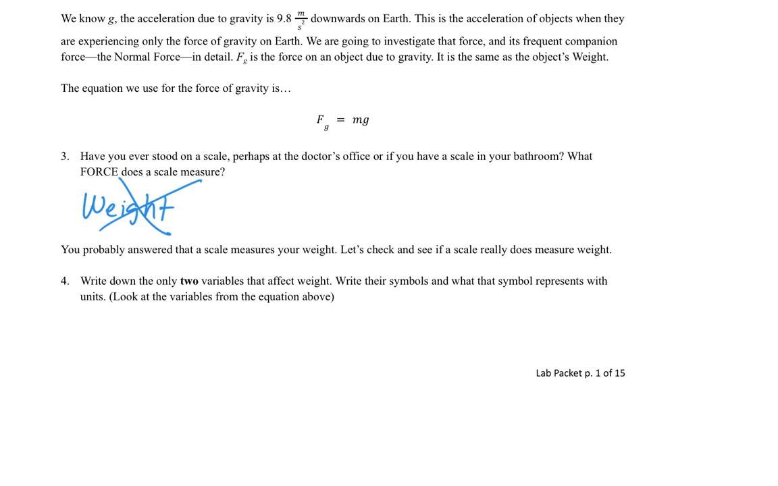So based on this equation right here, what are the only two variables that affect weight? We're going to write their symbols here. Hopefully you see that mass affects weight and that the acceleration due to gravity affects weight. Those are the only two things that will affect weight. So let's go ahead and go to that next page.